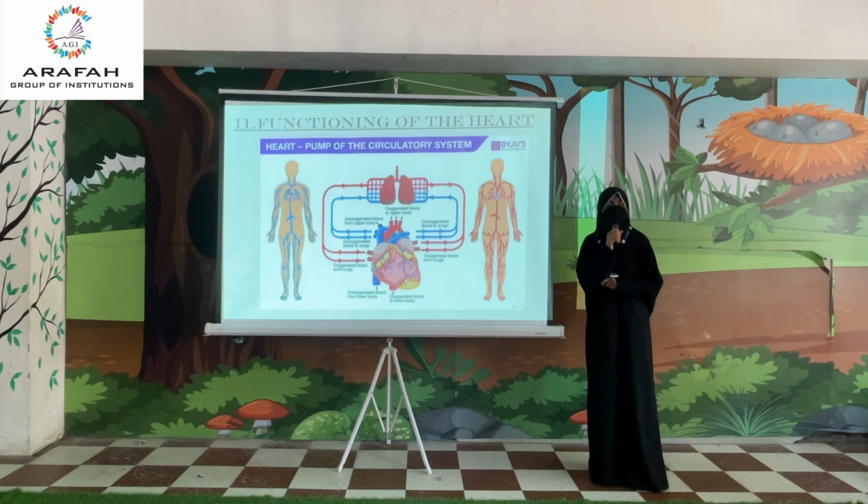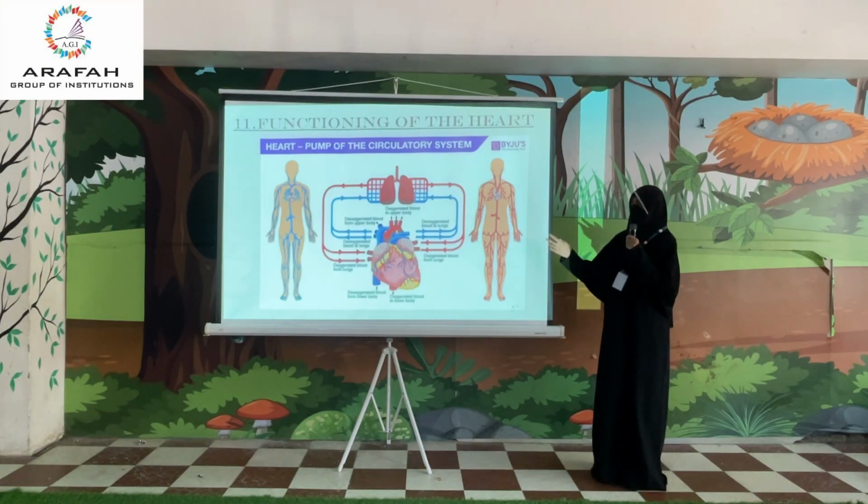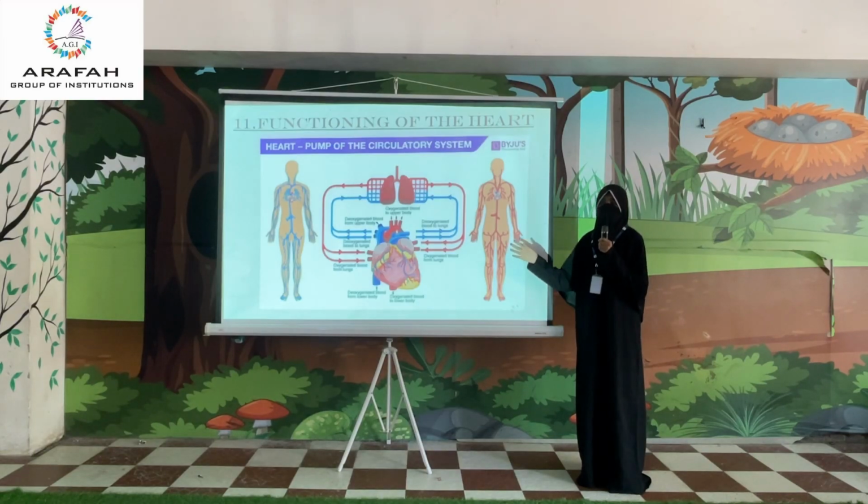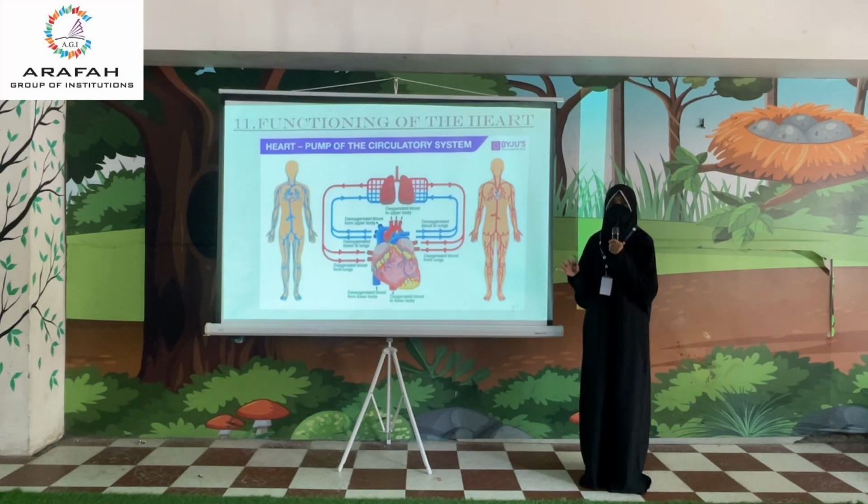Functioning of the human heart. When the heart relaxes, the right auricle receives deoxygenated blood from the different parts of the body through veins. Deoxygenated blood is pumped out from the right ventricle through the pulmonary arteries and taken to the lungs for oxygenation. The left auricle at the same time receives oxygenated blood from the lungs through the pulmonary vein.